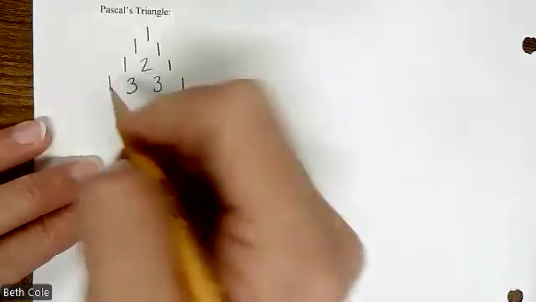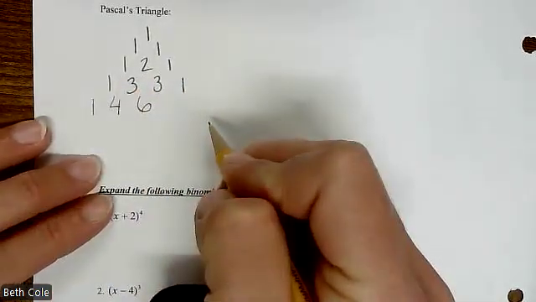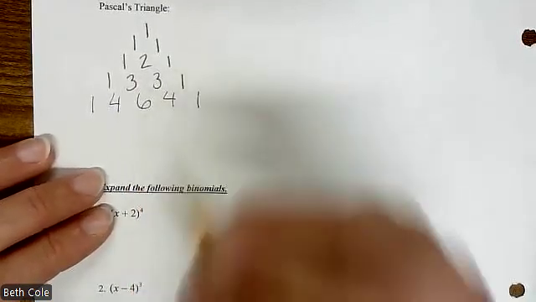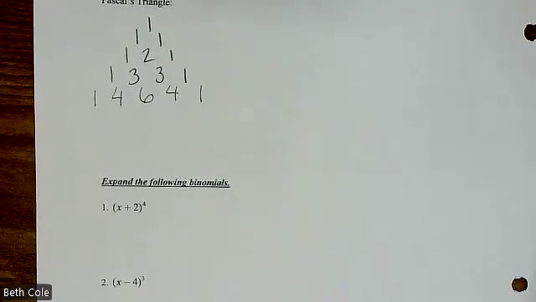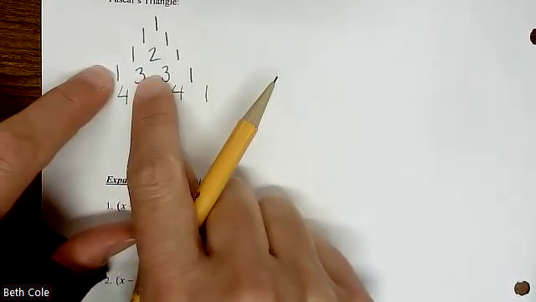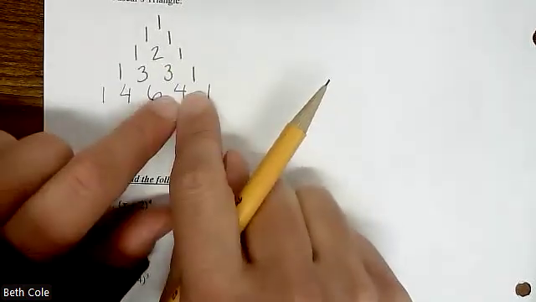Now the next line, it's going to be 1, 4, 6, and then what comes next? 4, 1. We need to focus. How are we generating the next line? You're adding what's above it. So 1 plus 3 is 4. 3 plus 3 is 6. 3 plus 1 is 4.